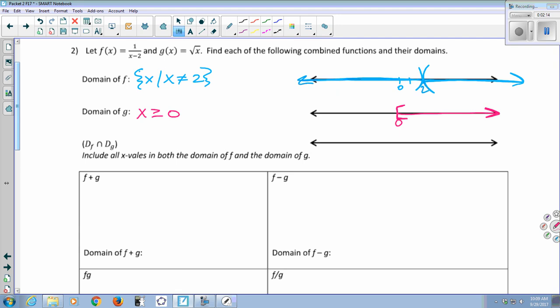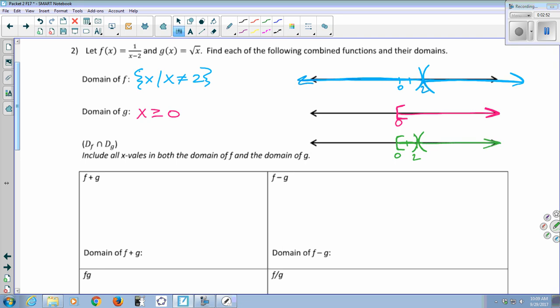Now the intersection of the domain of f and the domain of g, that's where they overlap. Those are all the x values that belong to both the domain of f and the domain of g. So 0 is in both, so I'm going to include 0. Almost everything to the right of 0 is included except for 2. So I have to not include 2. So I'm going to include everything from 0 to 2, including the 0 but not the 2. And then I'm going to include everything to the right of 2, but not the 2 itself.